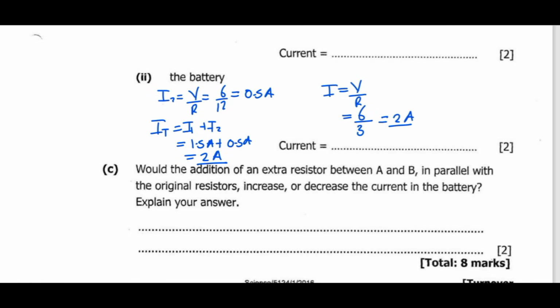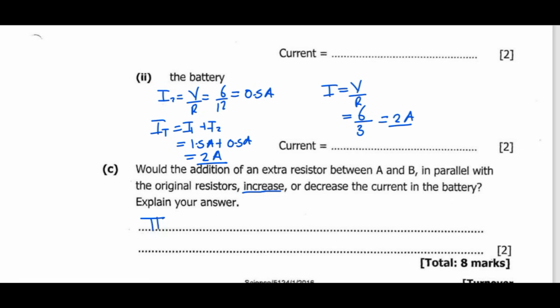So it will increase the current. We know that whenever we have resistors that are connected in parallel, current is easy to flow compared to, let me first understand the question. Would the addition of an extra resistor between A and B in parallel with the original resistors increase or decrease the current in the battery?